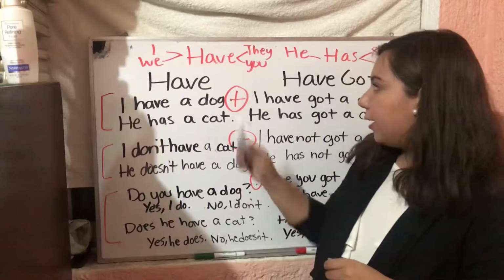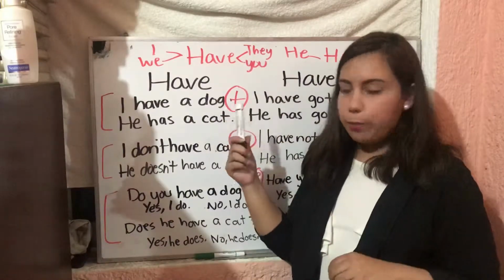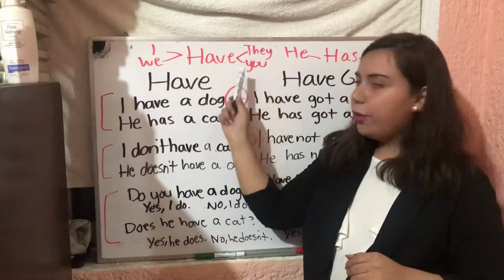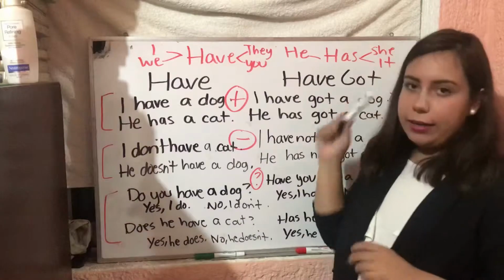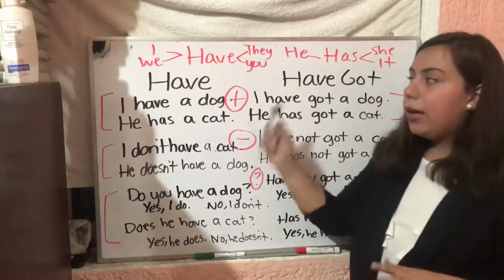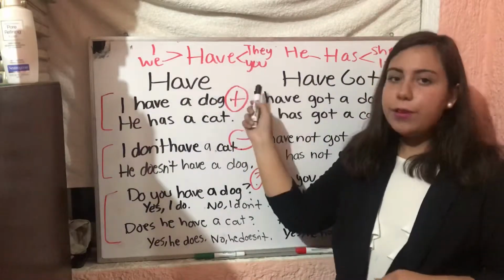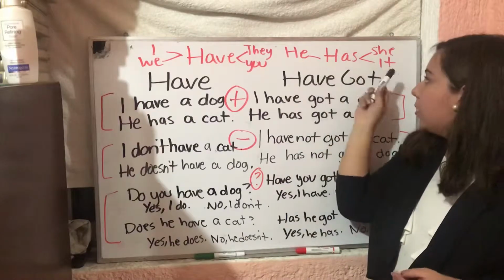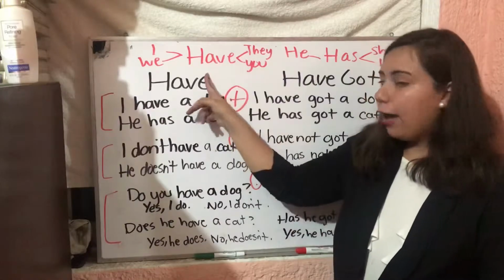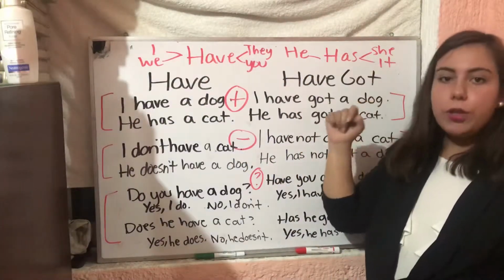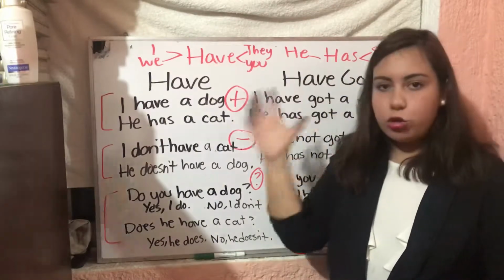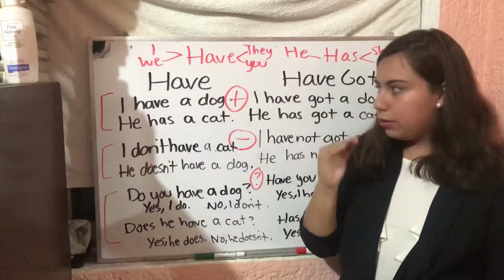First of all, we have to understand that have is an irregular verb. We use base form have for the subjects I, we, they, and you. But for he, she, and it, we use the verb has. So for third person, we will use has. I have, we have, they have, you have. But he has, she has, it has. It's like drive, drives, cook, cooks.